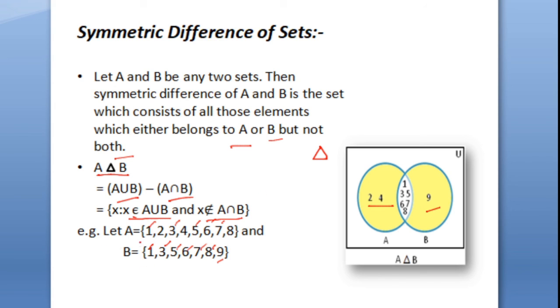Then the symmetric difference of A and B will be A union B, that is all the elements of A and B, minus A intersection B. That means we will not consider these elements, all the elements except 1, 3, 5, 6, 7, 8. That means the answer will be 2, 4, 9. This is the symmetric difference of two sets A and B.